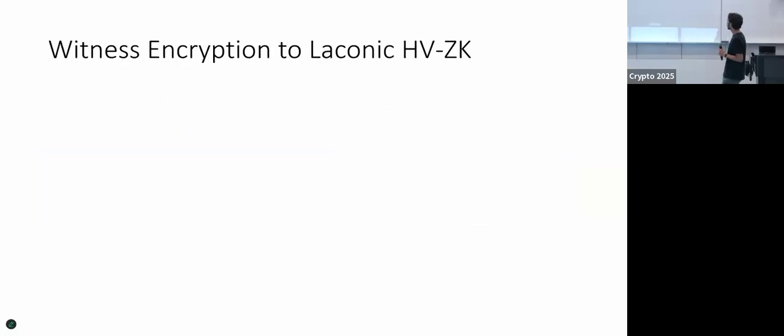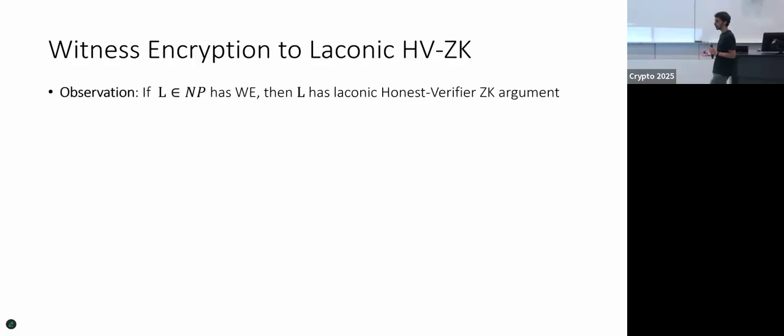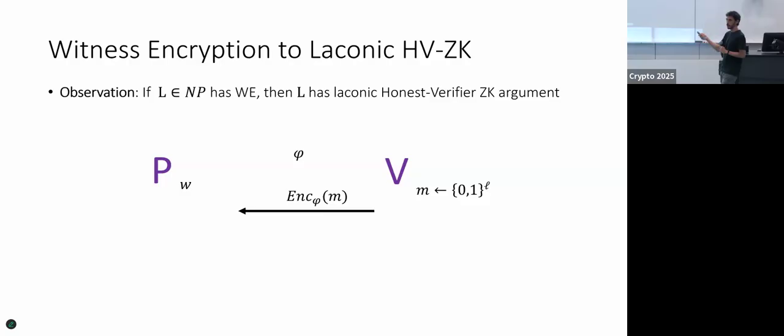Now, an easy observation is that if we have a witness encryption for a language L, then we actually also have a laconic honest verifier zero-knowledge argument for this language. The idea is that the verifier can just choose a random message of length ell, where ell is order of log n bits, encrypt it and send it to the prover. And now the prover, given the witness, can decrypt and send M back to the verifier.